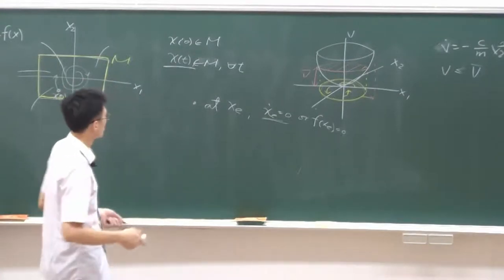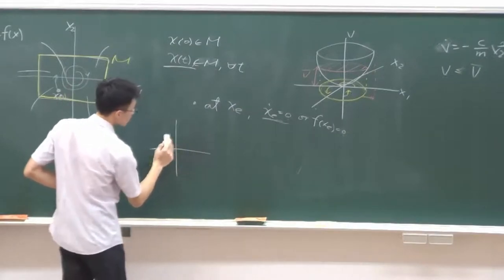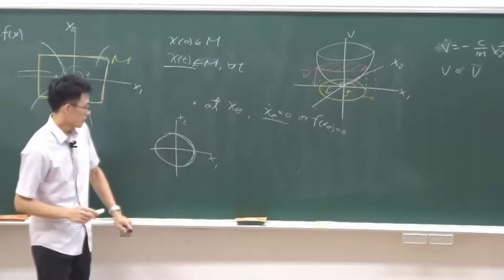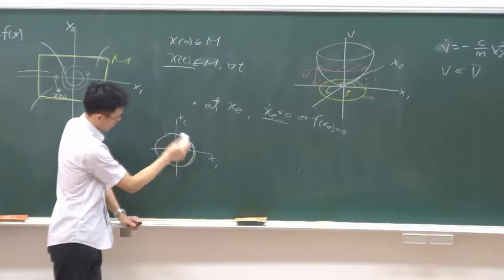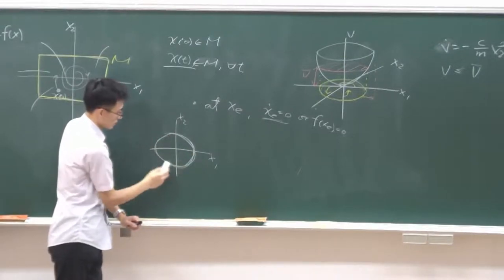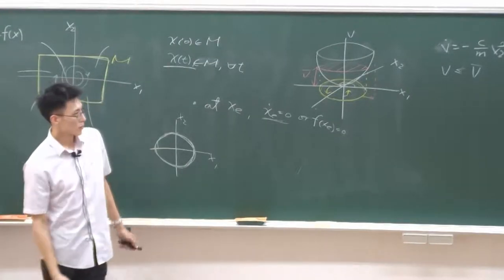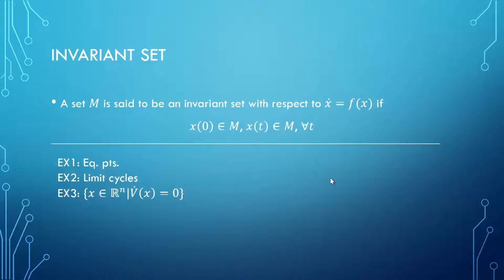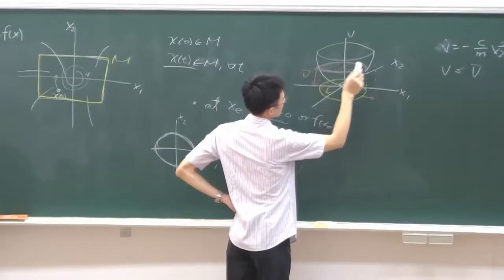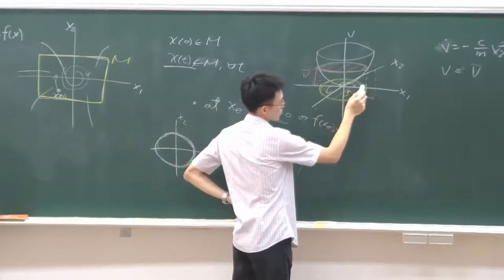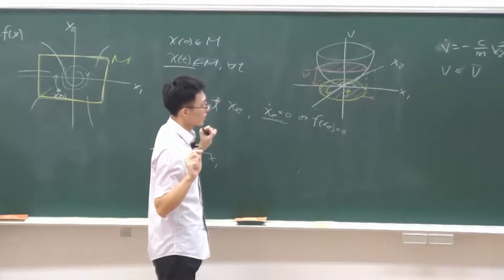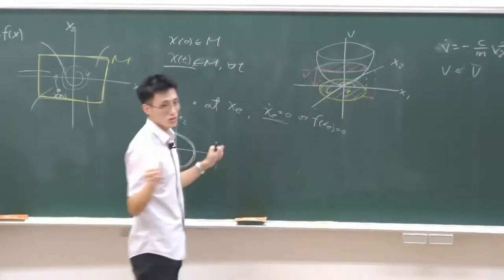And limit cycles, like if this is the phase portrait, once it enters this orbit, it never leaves this orbit, right? So this orbit is also an invariant set, okay? And the third one is this example. V dot is equal to zero. When V dot equals zero, it means V is a constant, right? V is a constant means this, okay? So this area will be the invariant set. But we don't know where the solution is, where x is. We only know it's in this set. We don't know the solution, right?